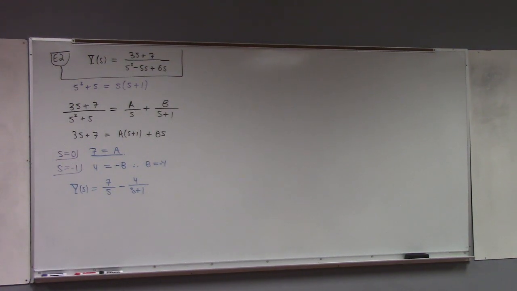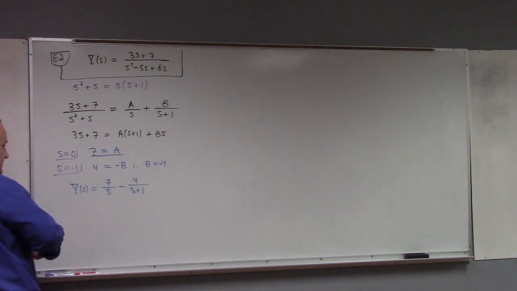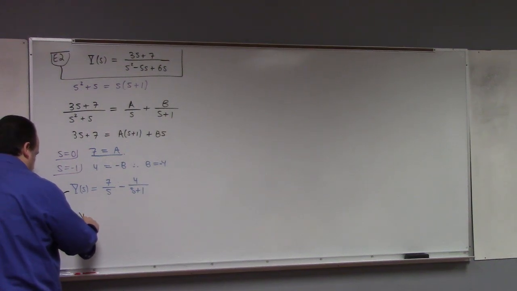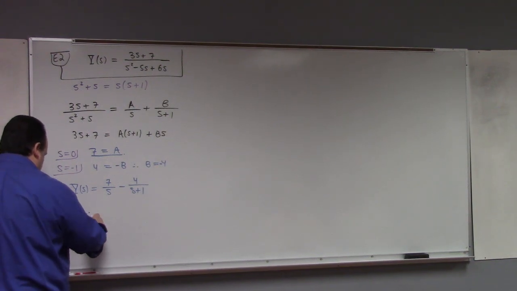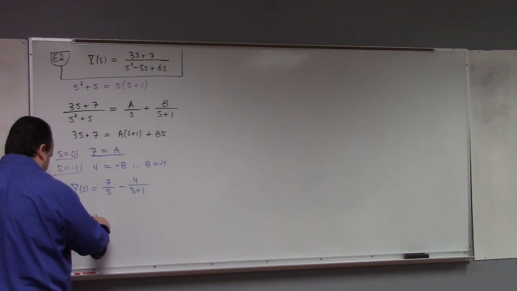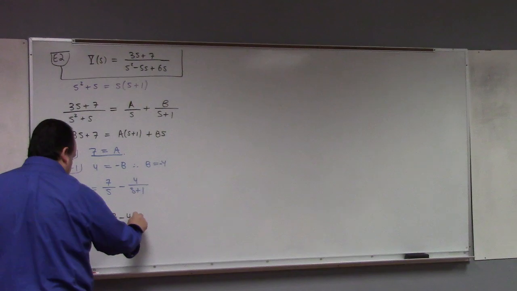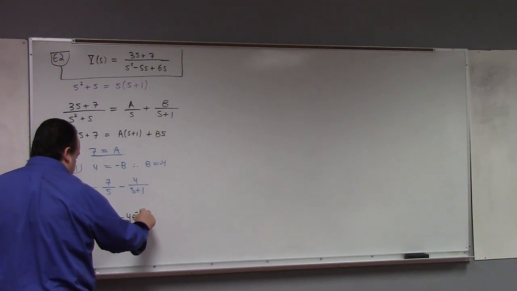And I can write less than I wrote in the last example. Yeah, that's kind of my theme for my current work. So therefore, taking the inverse Laplace transform, we get y of t equals 7 minus 4 e to the minus t.